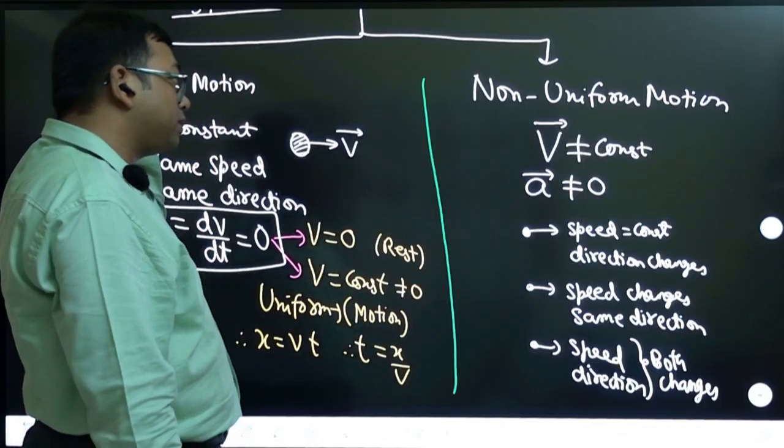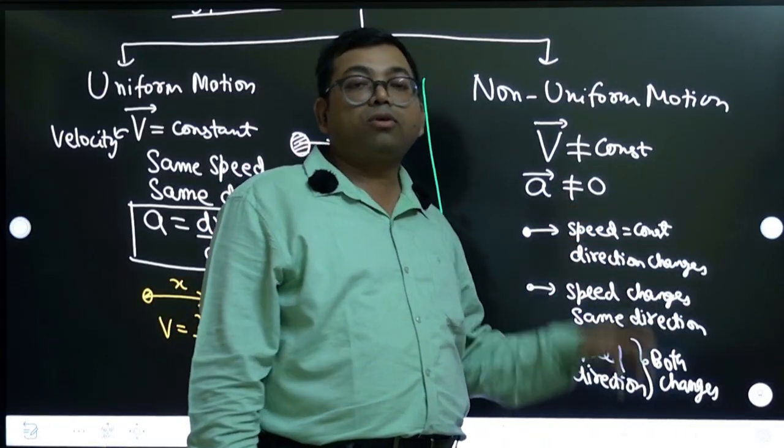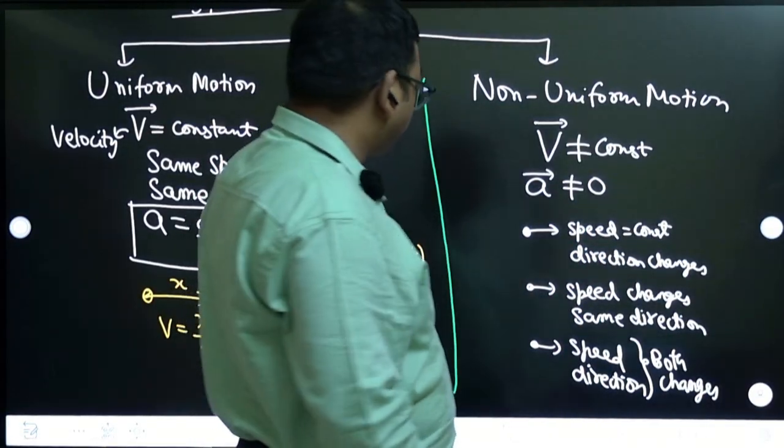But now in this category also there are two types of categories in non-uniform motion. What are those two categories?